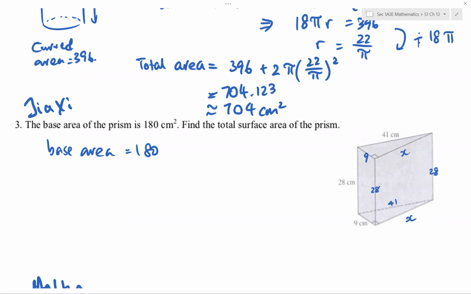Divide by 9 times 2. So she is saying that x equals 180 divided by 9 times 2. Like this, is it? Why?